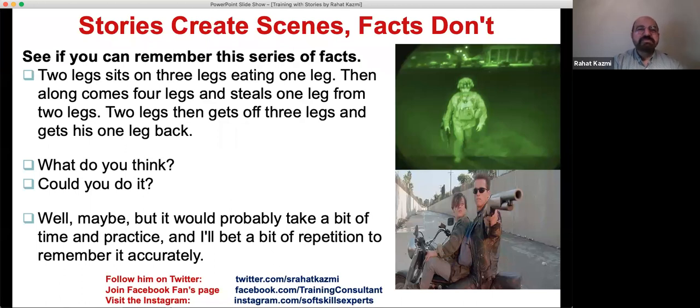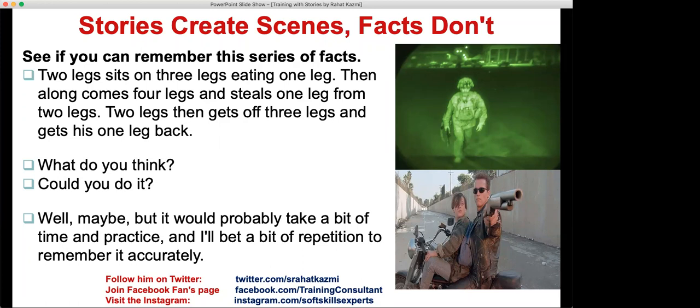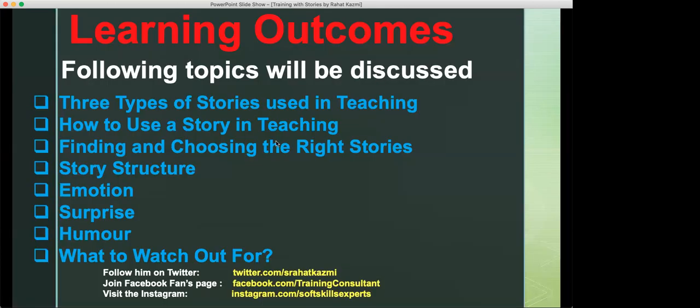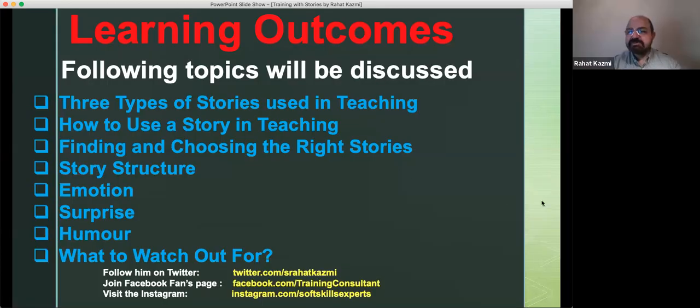Anybody, guys? It's like this. Two legs, like a person, and one person sitting on a stool is eating 1 chicken leg, and then a dog comes along and steals his chicken leg from the 2-legged man, and then the 2-legged man gets the stool and goes to chase the dog. Very well done. Who's this clever person? Excellent. That's very good. Actually, that's what I was going to tell as well. Okay. Fine. Fair enough. Very good.